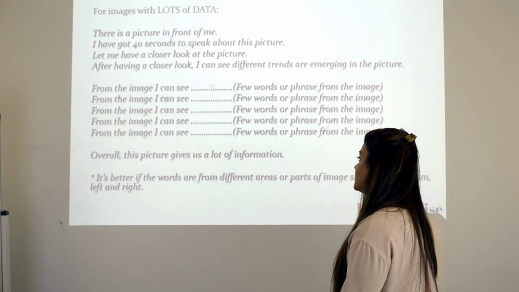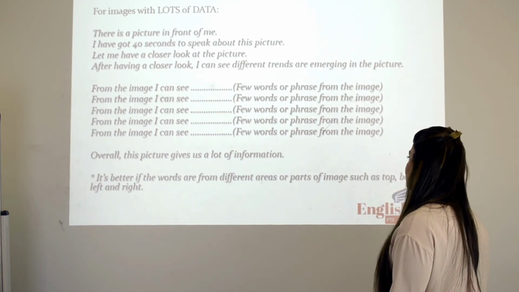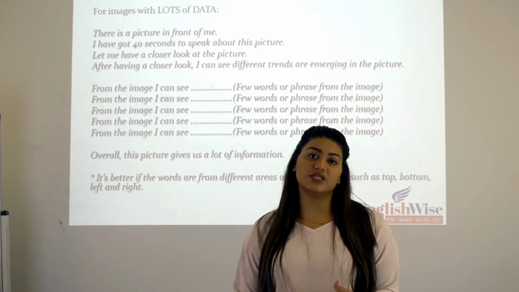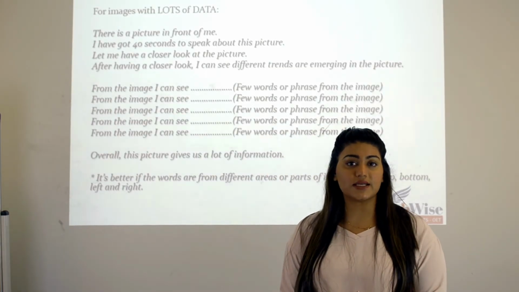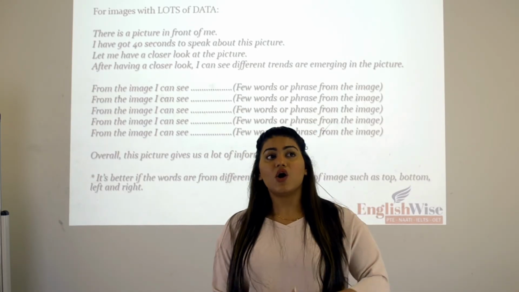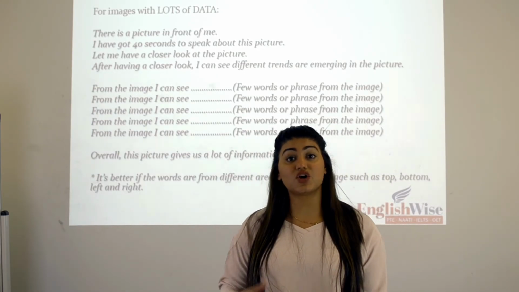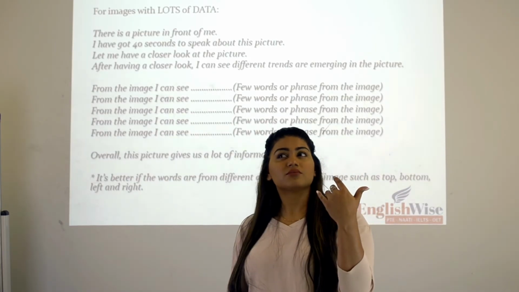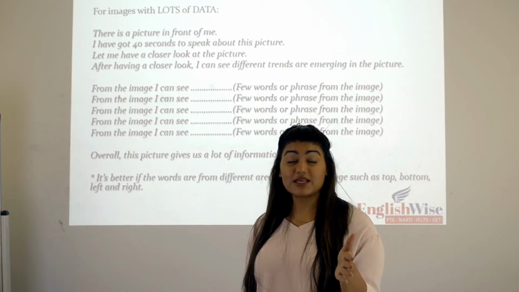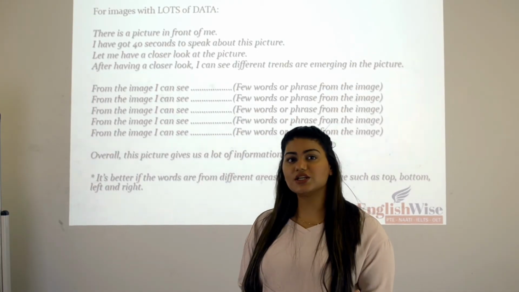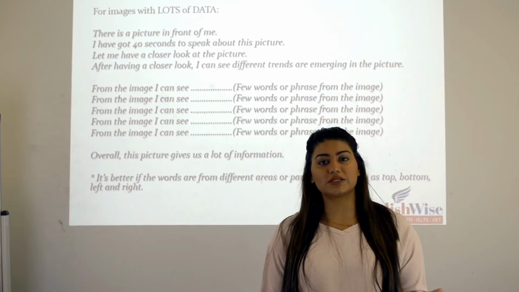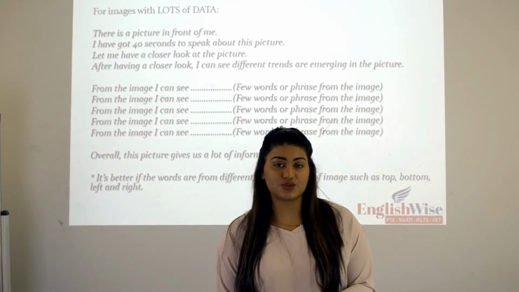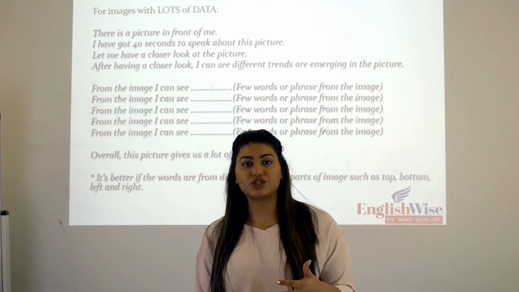It's better if the words are from different areas or parts of the image, such as top, bottom, left, and right. Very important, guys. The few emergency lines are: on the x-axis, I can see this. On the y-axis, I can see this. On the left-hand side of the image, I can see this. On the right-hand side of the image, I can see this. You can also say, the first stage of the process is this, the second stage of the process is this, the third stage of the process is this. You can use such emergency lines as well, and such emergency lines are also mentioned on our Facebook page as well.